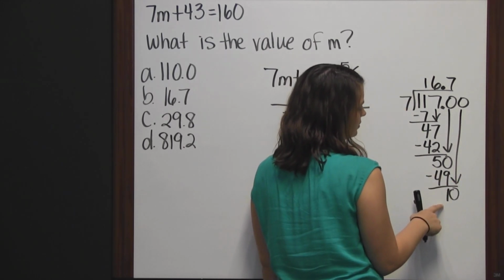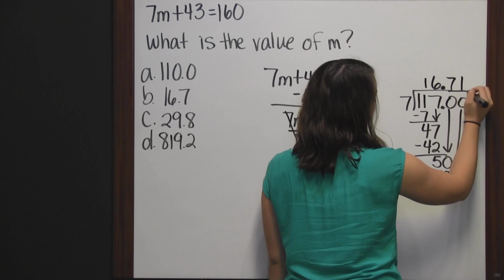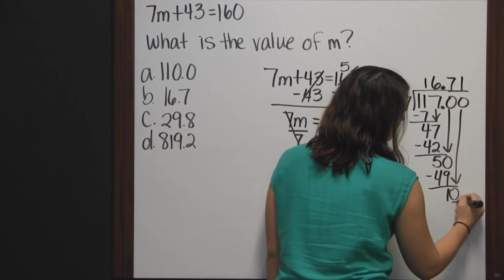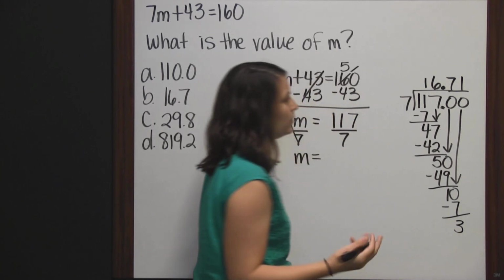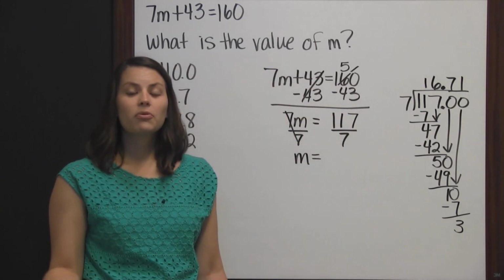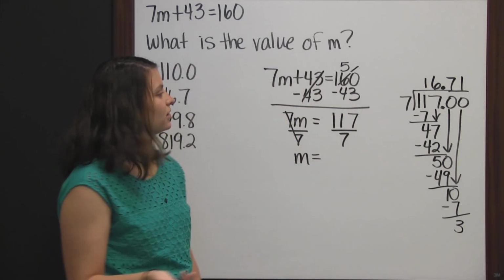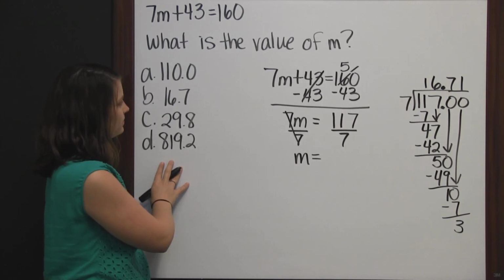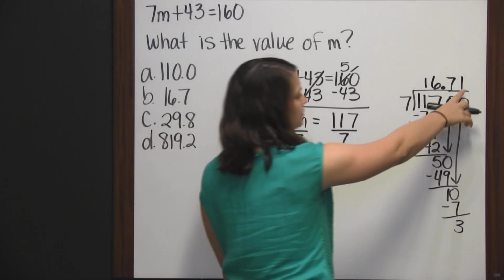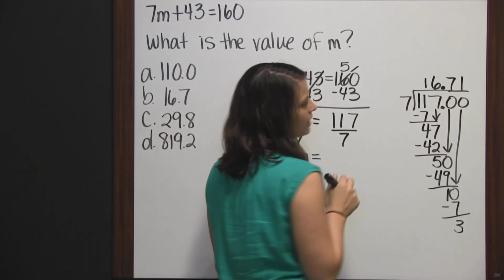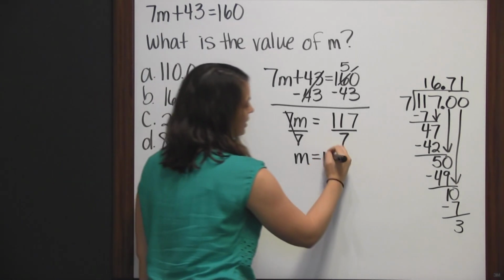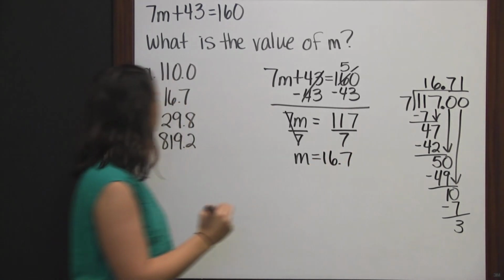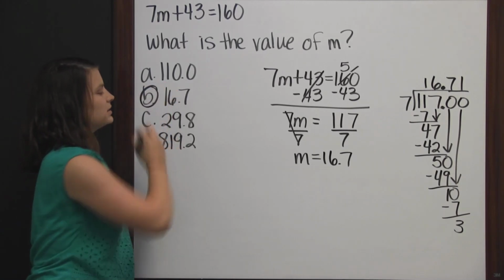7 goes into 10 one time. 7 times 1 is 7. We subtract and we get 3. And we could keep going, but really that's all I need to find my answer. The 1 tells the 7 to stay the same if we're rounding to the tenths place. So our answer is 16 and 7/10, which is answer choice B.